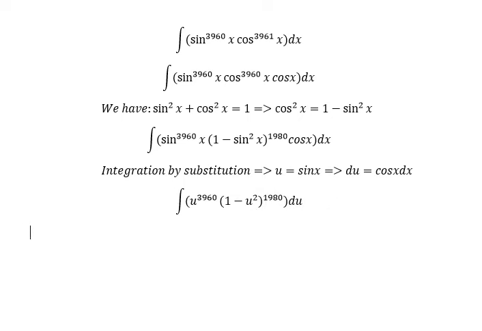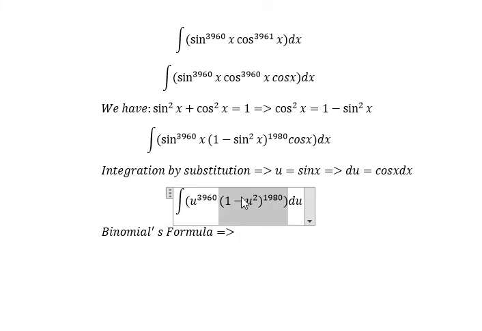Then we apply this formula, that's the binomial formula. So here we have 1 minus u squared everything to the power of 1980.